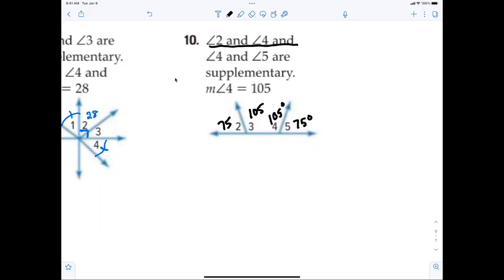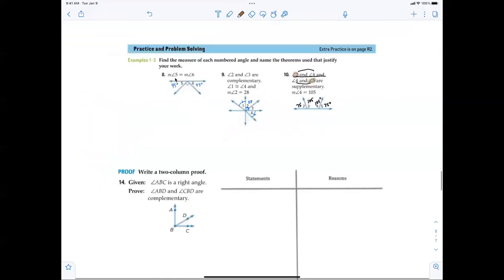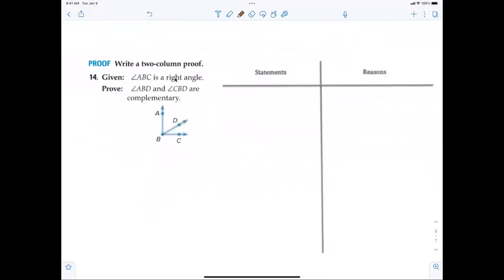So because 4 is supplementary to 2 and 4 is supplementary to 5, then what's true about 2 and 5? They are congruent. Thank you for whoever said that. That is correct. All right, now here we go. The fun part begins.